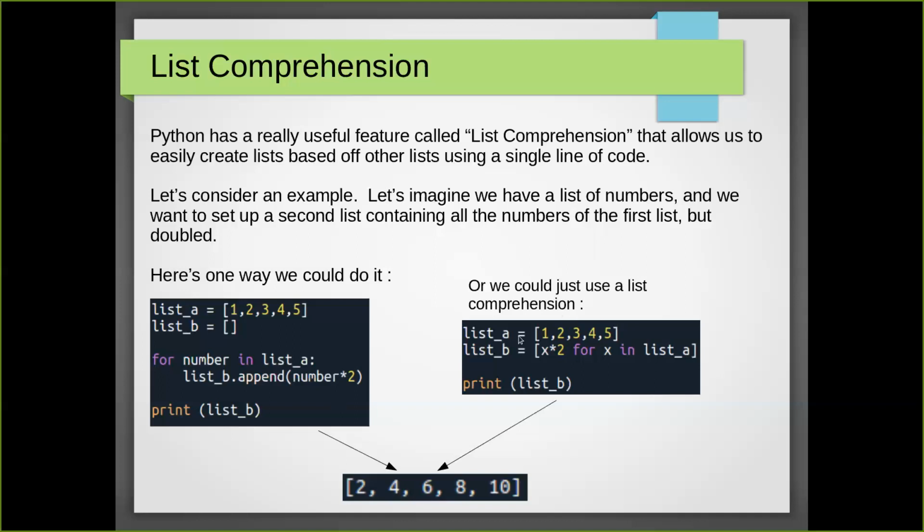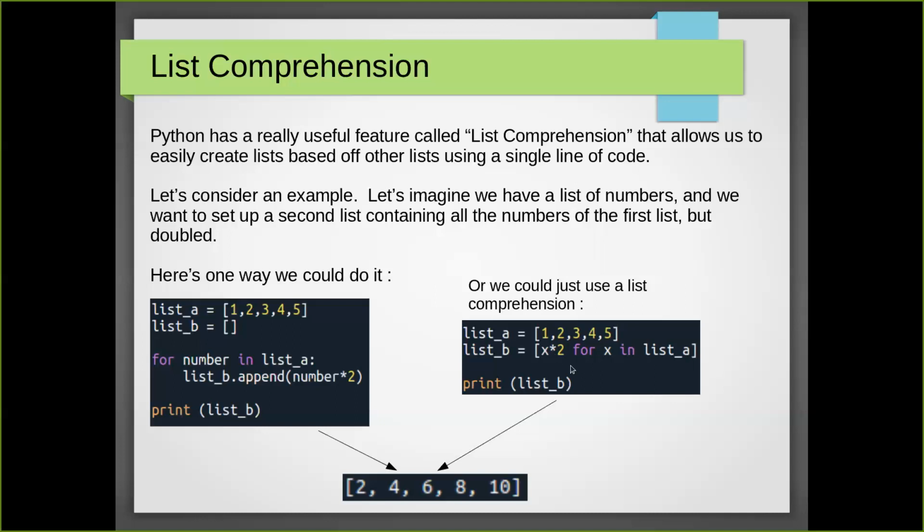So we set up list A in the same way, 1, 2, 3, 4, 5. But what we do is we set up list B here using a list comprehension notation, which is where we use the square brackets in order to indicate that this is a list. But rather than giving the specific values in the list, we give it essentially a for loop within that statement. So we say here, x times 2 for x in list A.